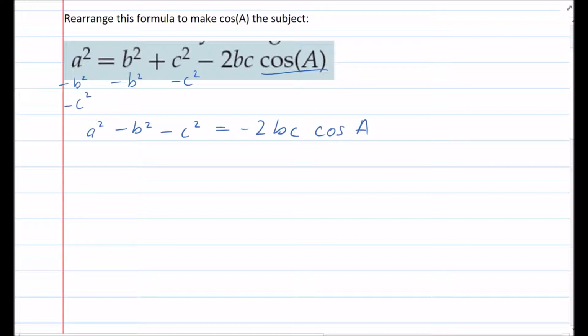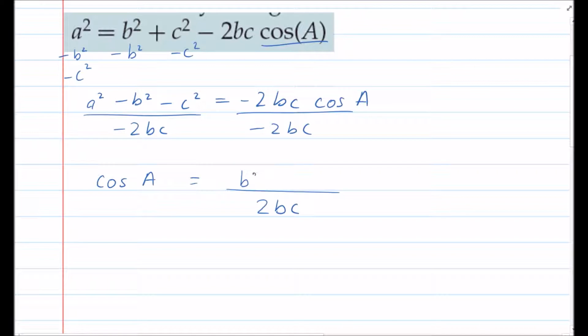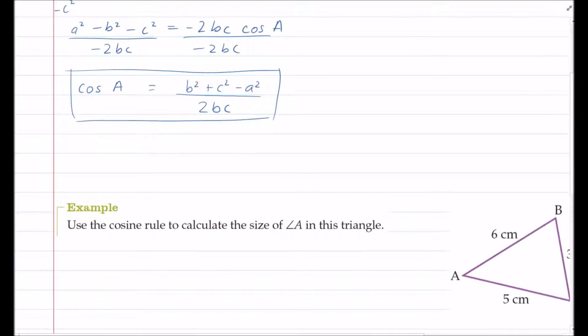So now I'll divide both sides by negative 2bc, and that gives us, I'll just write cos A on the left hand side now, so cos A. And what I'll do is instead of writing negative 2bc on the bottom, I'll just write 2bc. And that means I have to change the signs of the things on the top. So we'll have b squared plus c squared minus a squared. And that's our formula for finding the angle using the cosine rule. And that's what we'll use down here.